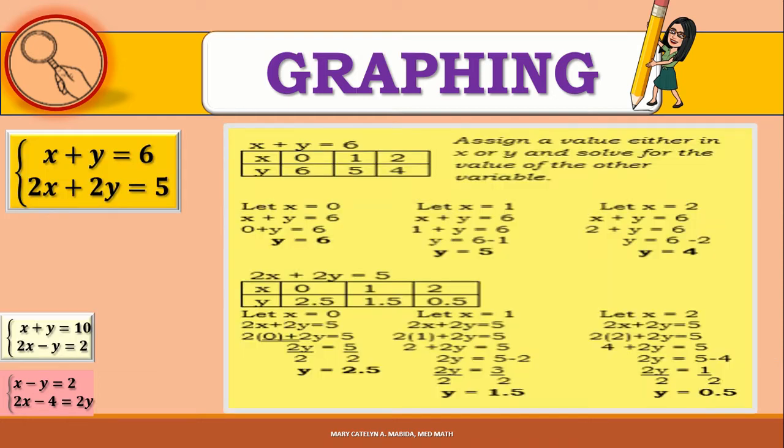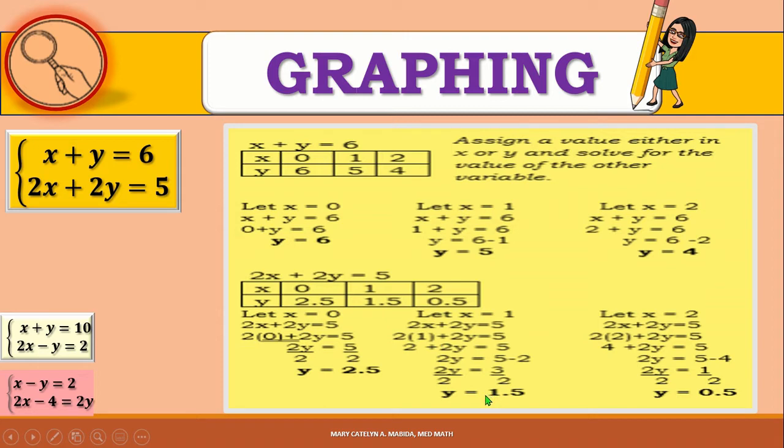For our second example, we have a system of two equations, x plus y is equal to 6 and 2x plus 2y is equal to 5. First, assign a value either in x or y and solve for the value of the other variable. If x is 0, y is 6. If x is 1, y is 5. If x is 2, y is 4. For the other equation, if x is 0, y is 2.5.